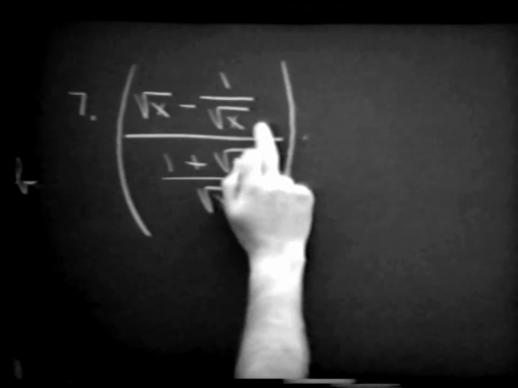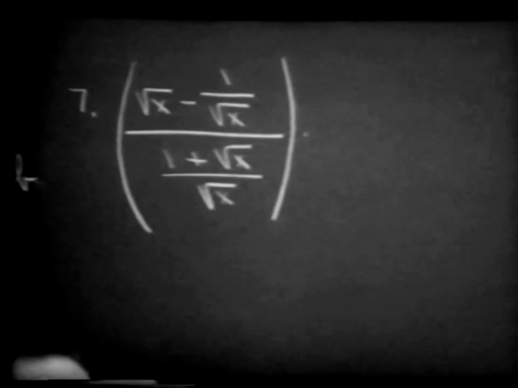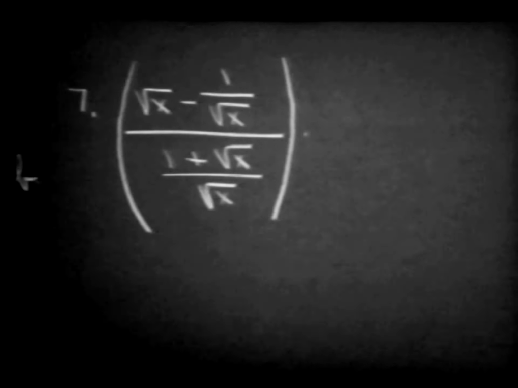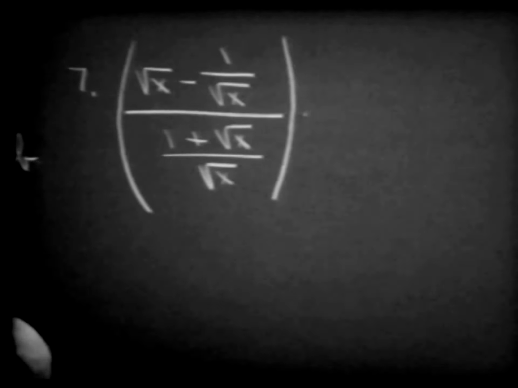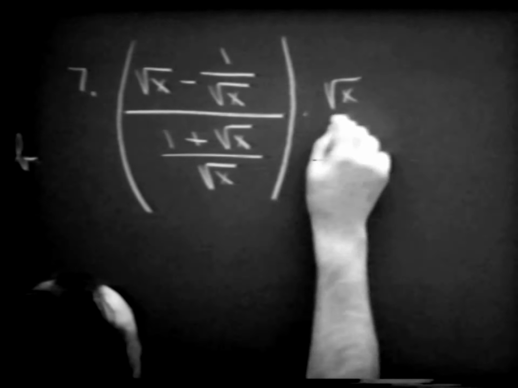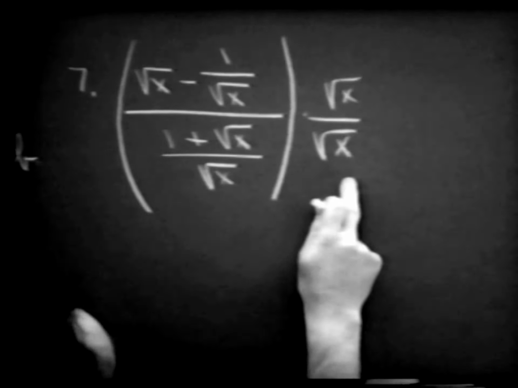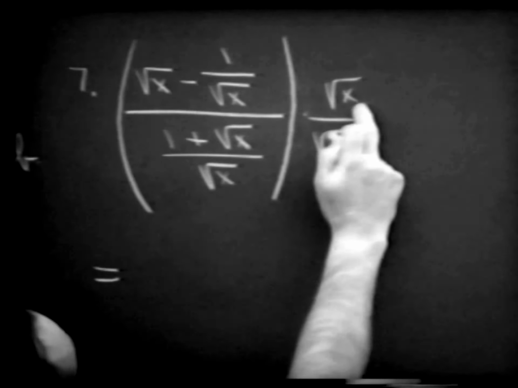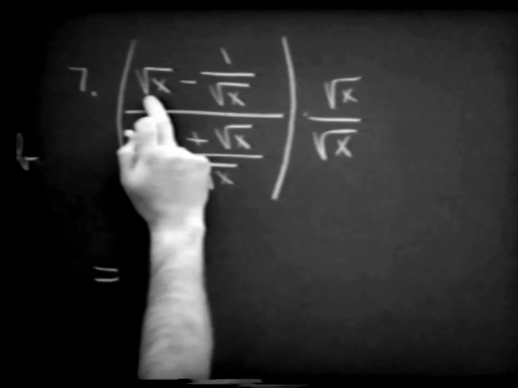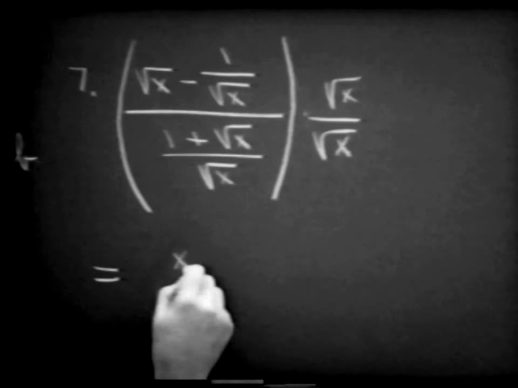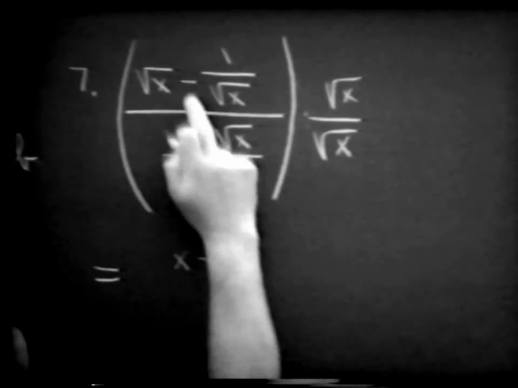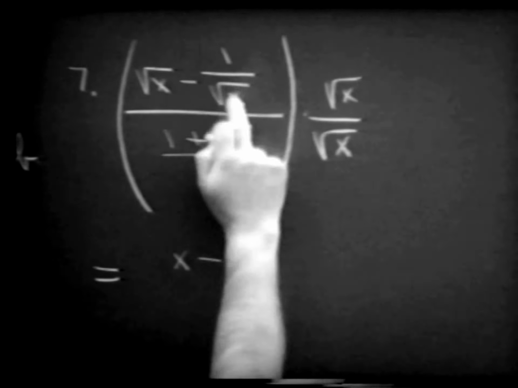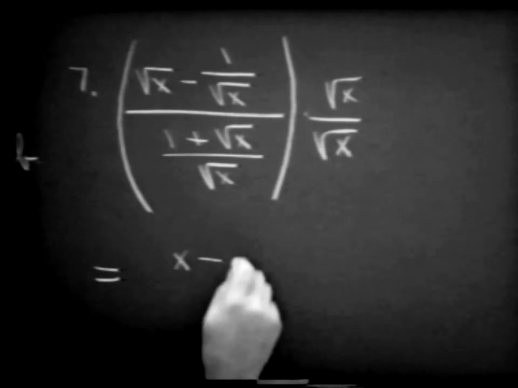It looks like the square root of x here and the square root of x here might be got rid of. And Kirby? Root x over root x. The square root of x divided by the square root of x. And when you do so, let's put our next line down here, we have then the square root of x times the square root of x, which is x minus, is that right? And here we have the square root of x times 1 over the square root of x, which is 1.